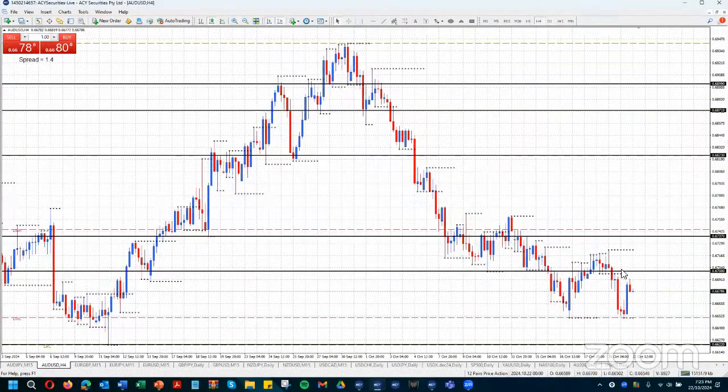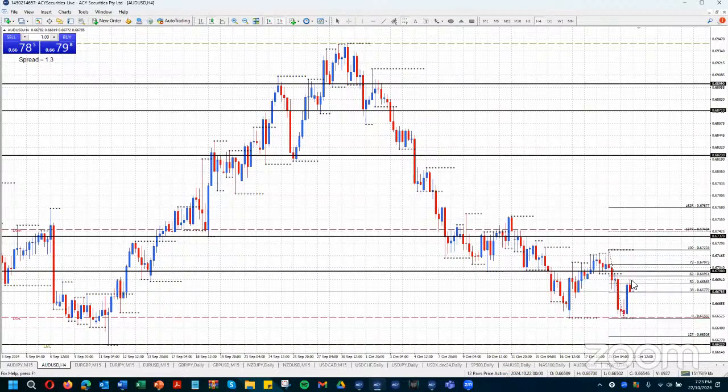So 4-hour downtrends, bouncing at last week's low, rallying back up to almost the 62.